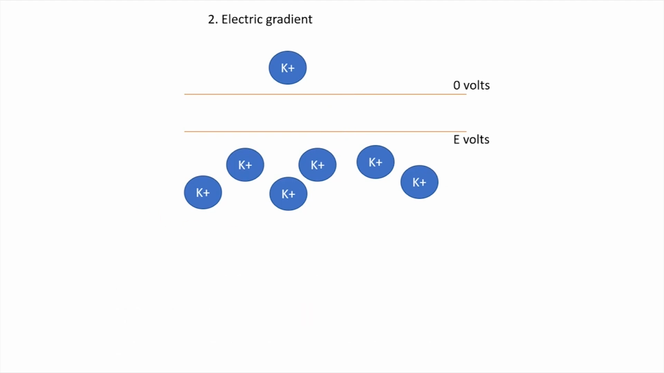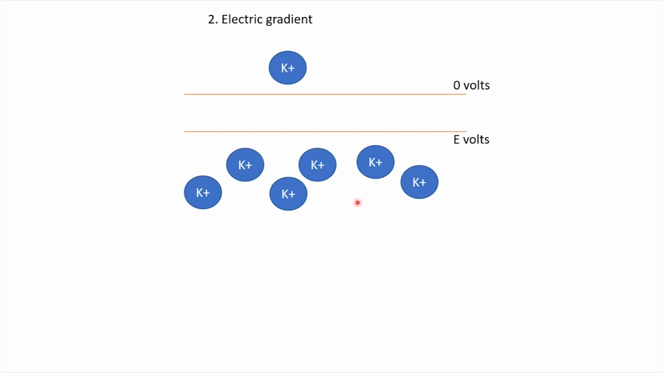The second gradient is the electrical gradient. And this gradient is present because the total charges outside and total charges inside are different. So typically there is more negative charge inside, and the inside membrane potential relative to outside is negative. So if we denote outside as 0 or reference, then the inside membrane potential E would be a negative value, minus 65 or minus 70 millivolts.